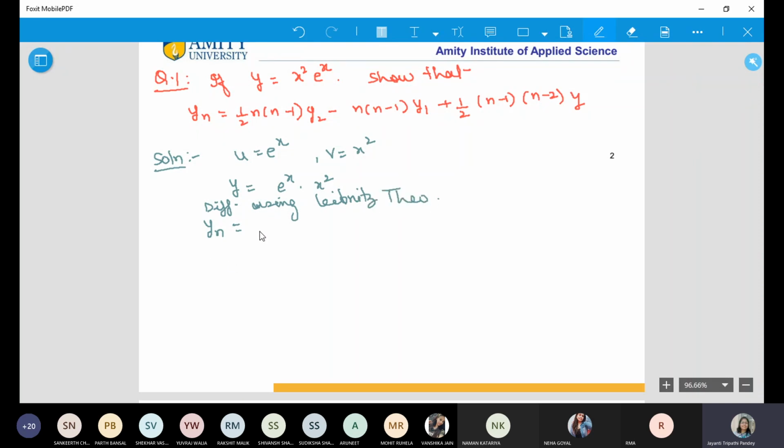So you will get y_n is equal to, what is nth derivative of e to the power x? Nothing will change. It will be e to the power x only. Then nC1 e to the power x into 2x plus nC2 e to the power x into 2. So y_n is equal to e to the power x, taking it as common, (x square plus 2nx plus n into n minus 1). Is this fine or not?